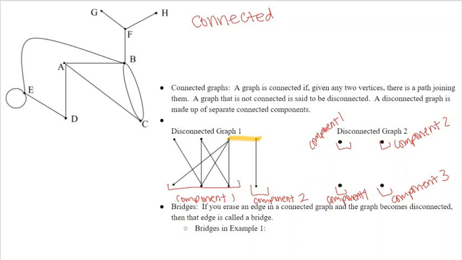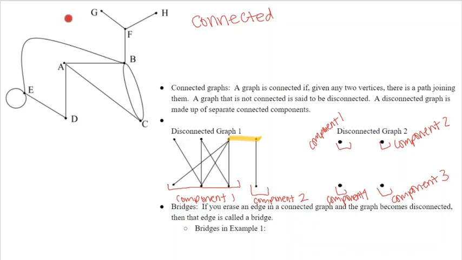Okay. So we have 4 separate pieces to that graph. All right. And then the last vocabulary word on this page is a bridge. A bridge is when, if you erase an edge in a connected graph, the graph becomes disconnected. So that edge that you erased would be a bridge.